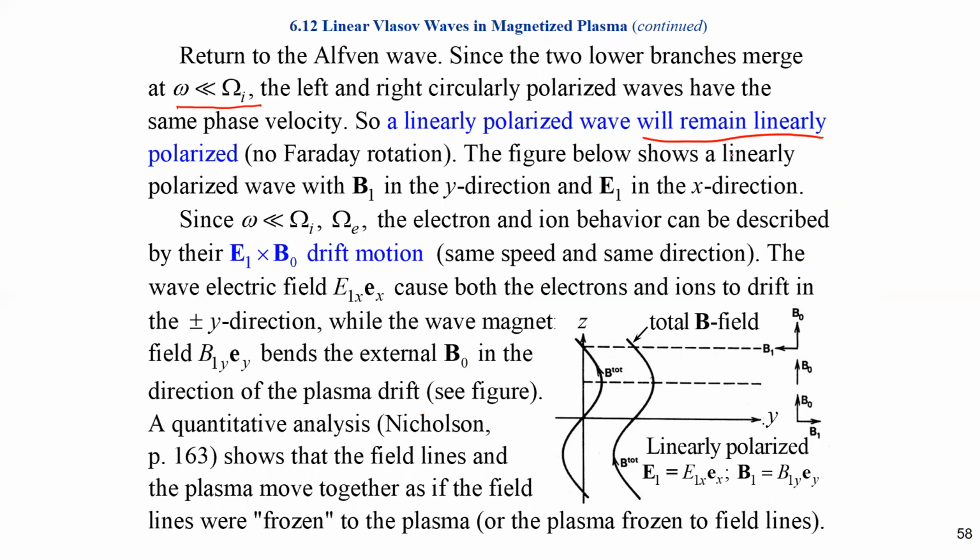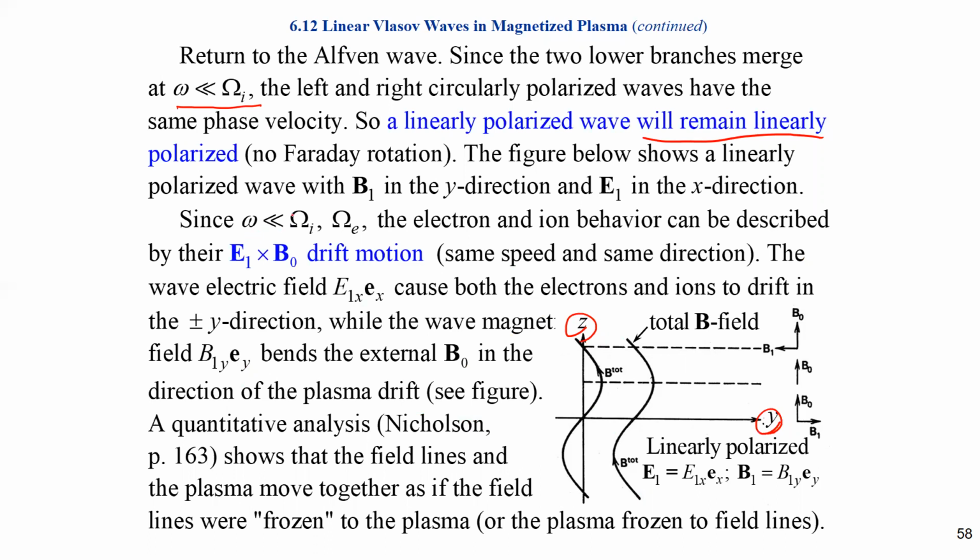A linearly polarized wave remains the same, no Faraday rotation, unlike the previous case. The figure below shows a linearly polarized wave with B1 in the y direction. We have X, Y, Z: that's the Z direction, that's the Y direction. B1 in the Y direction is the AC field, and E1, of course, will be in the X direction, and the wave propagates in the Z direction.